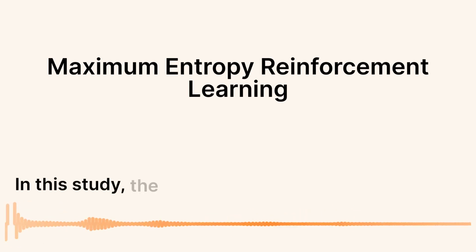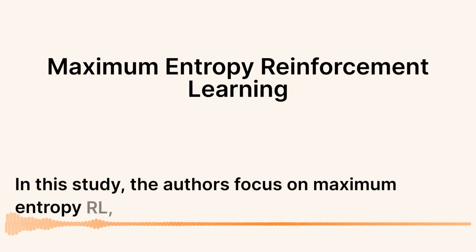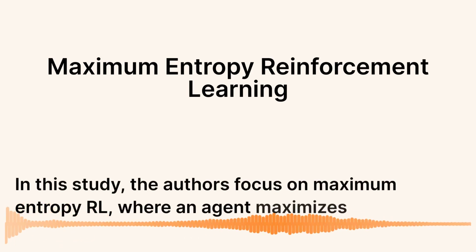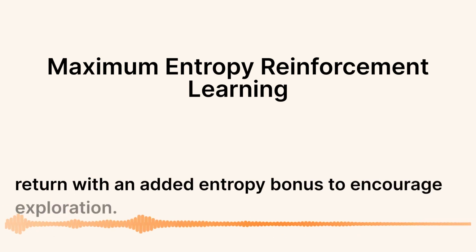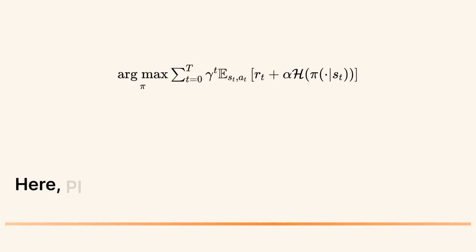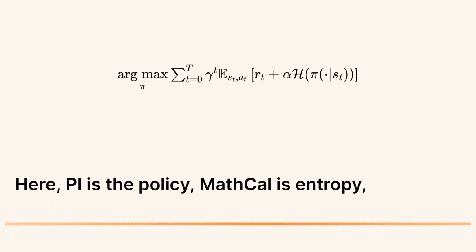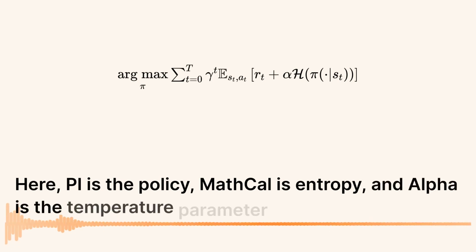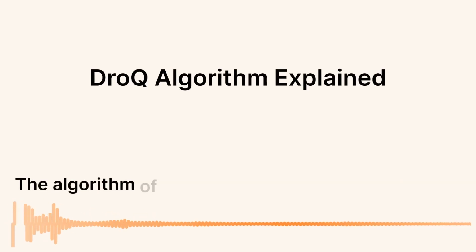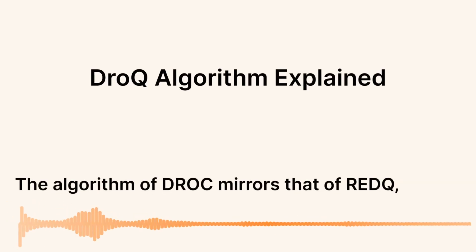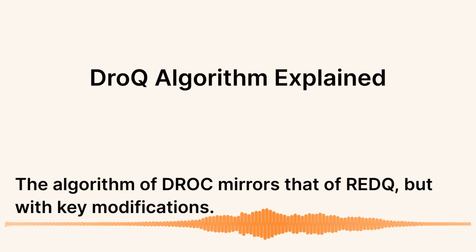In this study, the authors focus on maximum entropy RL, where an agent maximizes expected return with an added entropy bonus to encourage exploration. Here, pi is the policy, H is entropy, and alpha is the temperature parameter balancing exploration and exploitation. The algorithm of DroQ mirrors that of REDQ, but with key modifications.